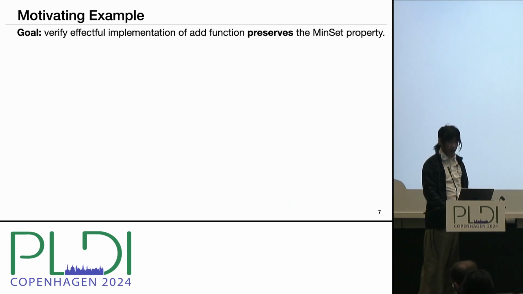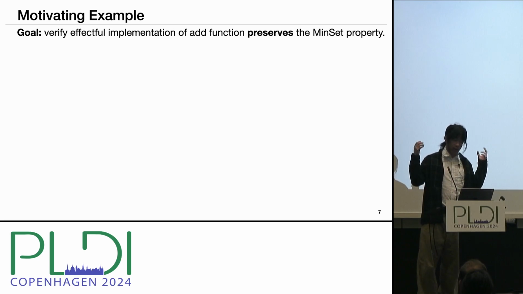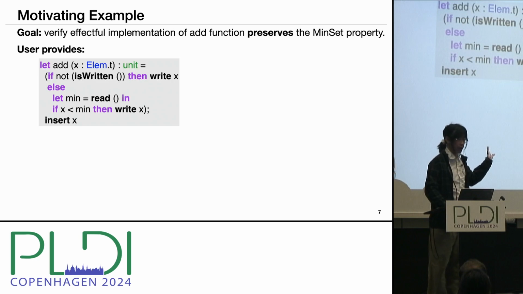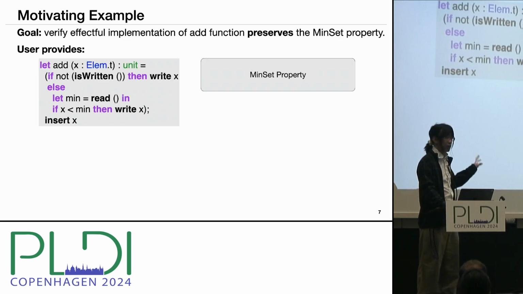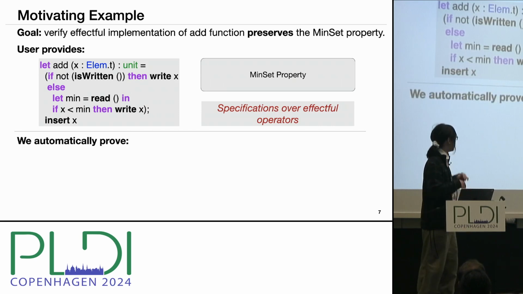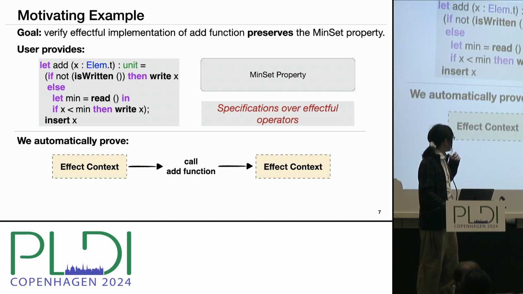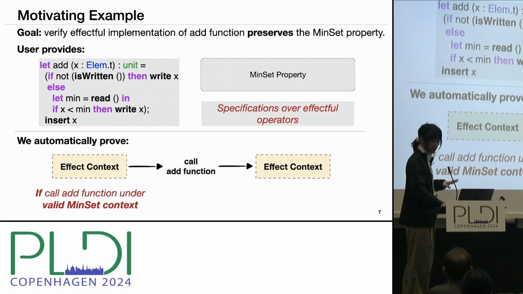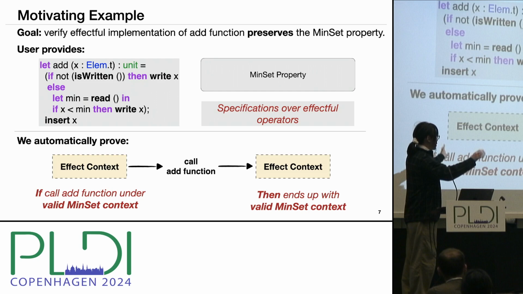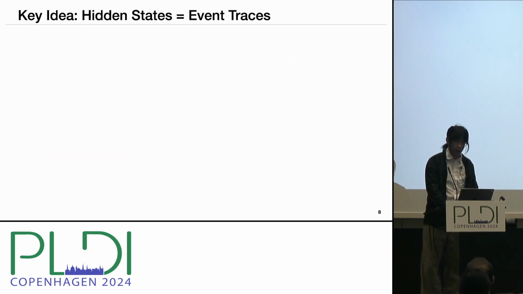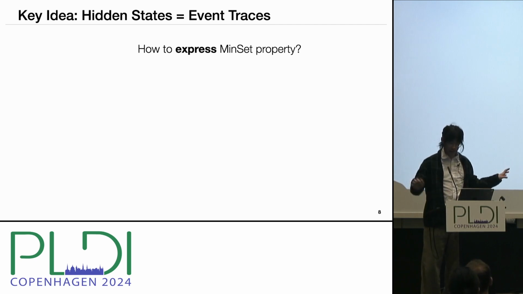Okay, so the problem I want to address is: how can we verify that the effectful implementation preserves the MinSet property? The user needs to provide the source code, the MinSet property, and the specification over the effectful operators, and we will try to automatically prove it. When we call the add function, if the context is valid with respect to the MinSet property, it should also end up with a context that is valid with respect to the MinSet property. Okay, so for the first challenge, how can we express the MinSet property?